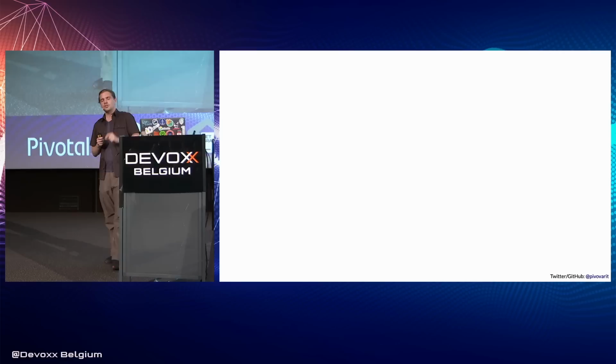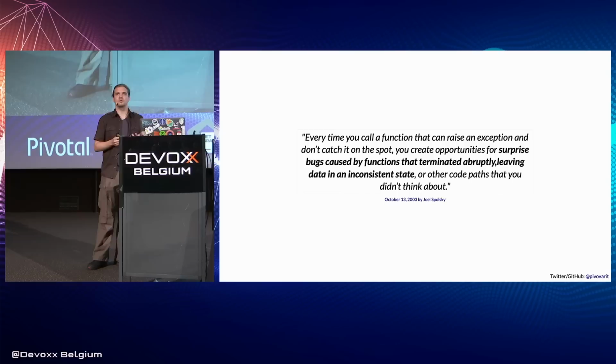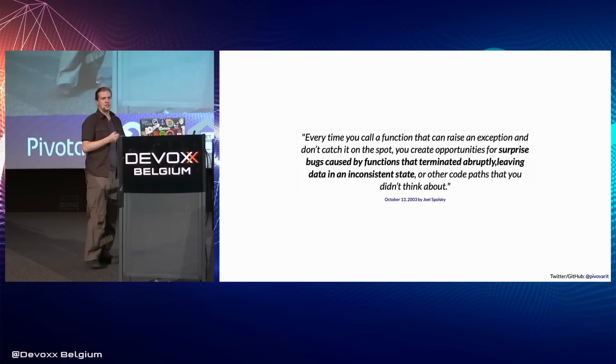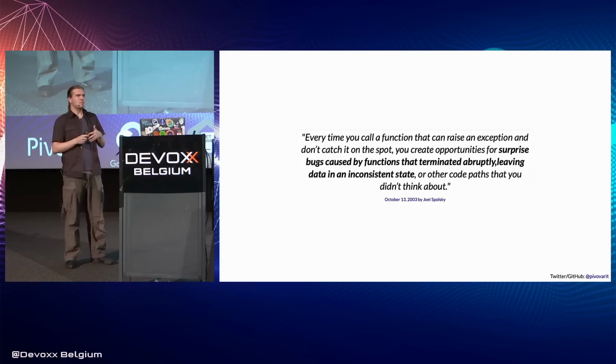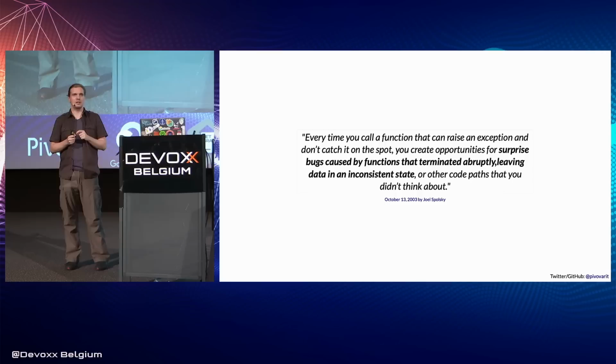So the criticism of the way we deal with exceptions in the imperative style of programming has been around for quite a while. For example, this quote is from a blog post by Joel Spolsky from Stack Overflow from 2003. And people started noticing that there is something not right about how we deal with exceptions. All those abrupt jumps become very unpredictable.